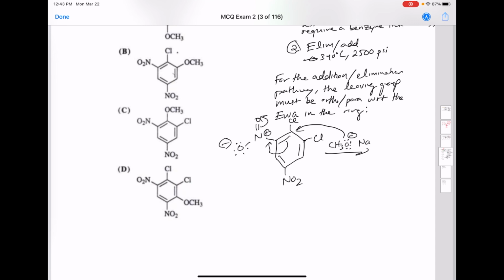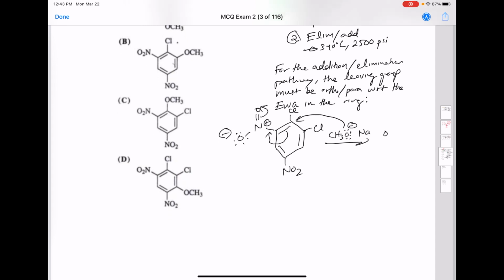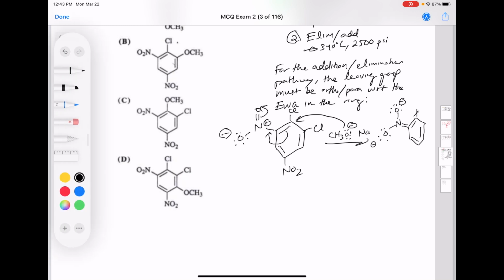this. We're going to get the following structure. I'm writing OMe as a shorthand version of the methoxy group.